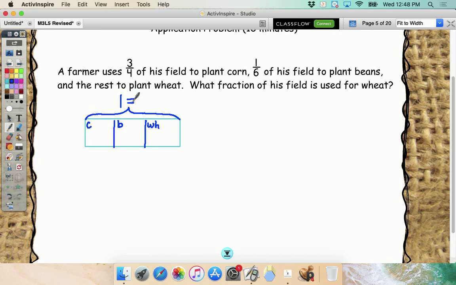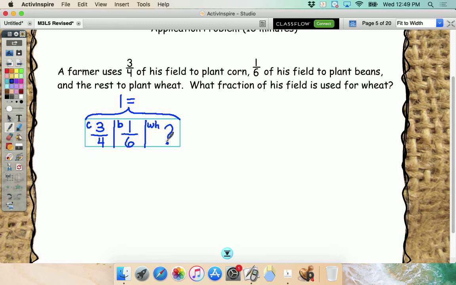So the farmer uses 3/4 of his field to plant corn, 1/6 to plant beans, and the rest to plant wheat. What fraction of his field is used for wheat?